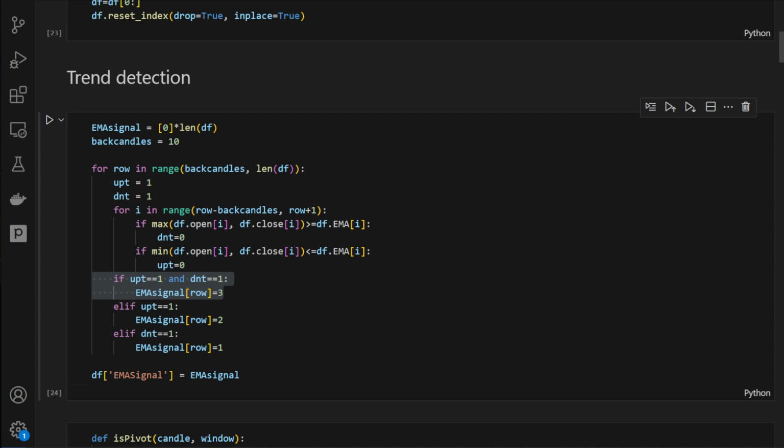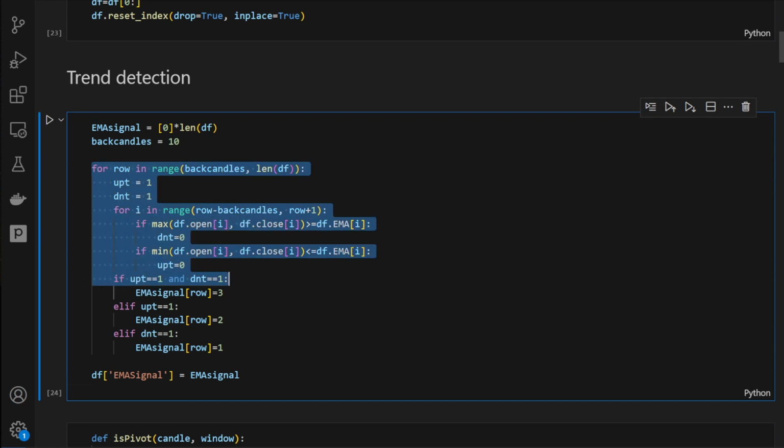Then, when we have the trend signal from the EMA, I'm creating a new column called EMA signal. I'm adding it to the data frame, and it's equal to whatever this list is filled with. It's filled within this for loop here, because we're looping over all the rows, or all the candles, to test if we have an uptrend signal, a downtrend signal, or just no signal at all.